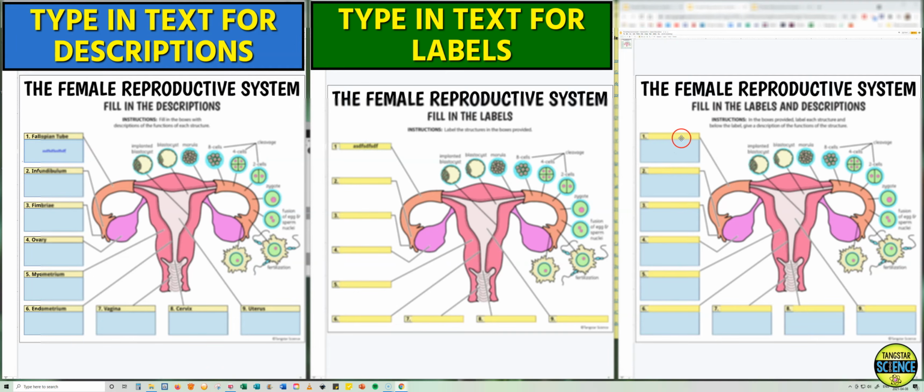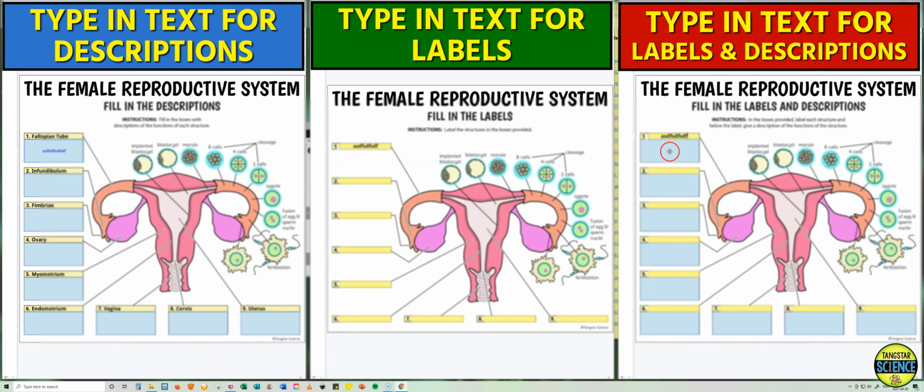And the third option to the right involves typing in both the labels of the structures as well as descriptions of their functions into the appropriate boxes of the diagram.